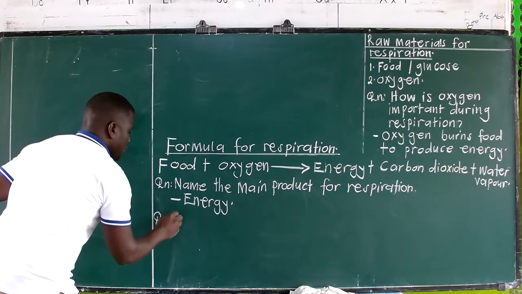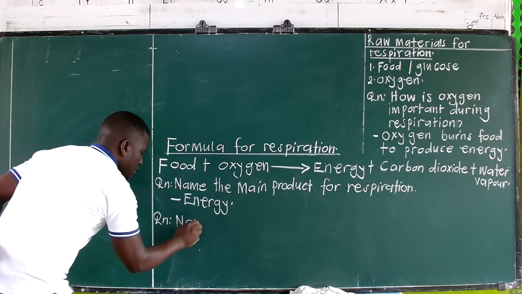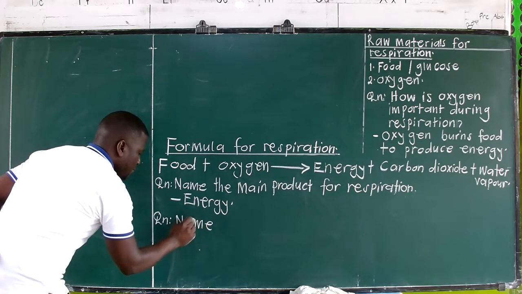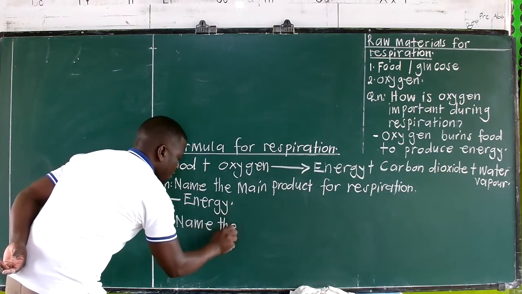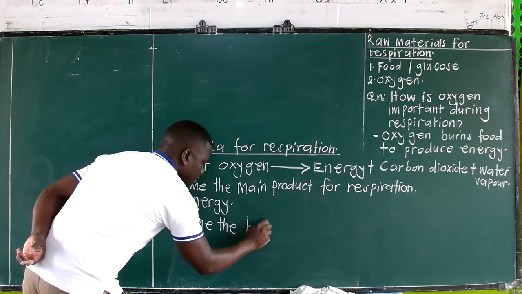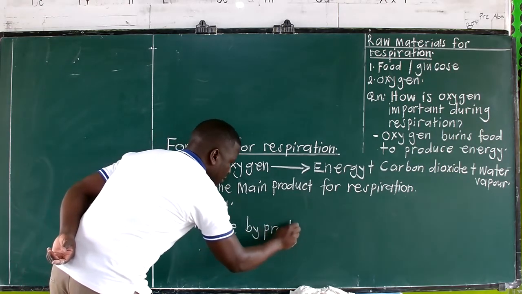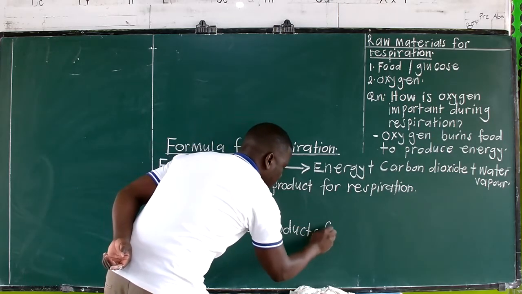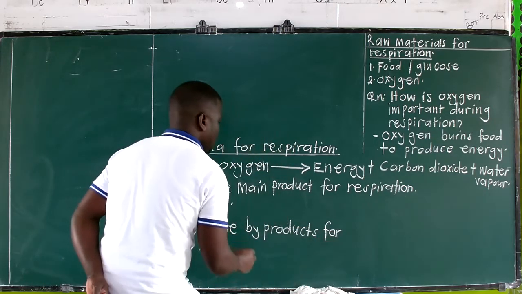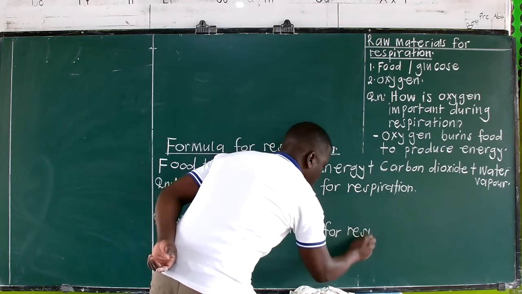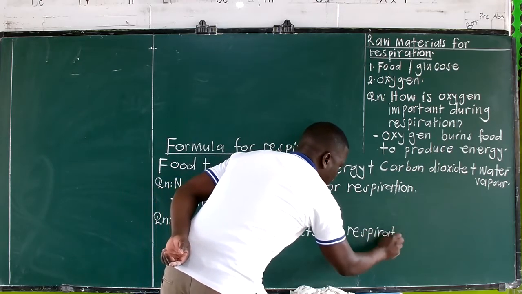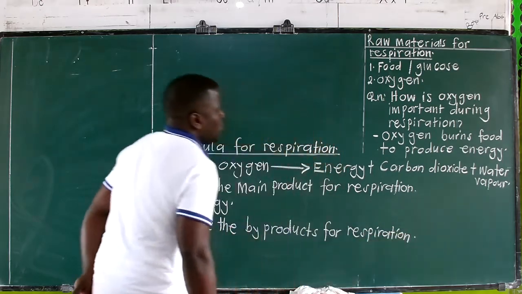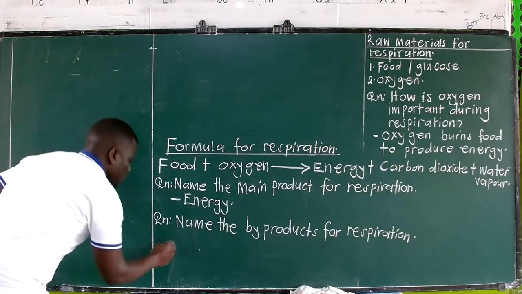Name the byproducts for respiration. The byproducts for respiration are two. We have carbon dioxide and water vapor.